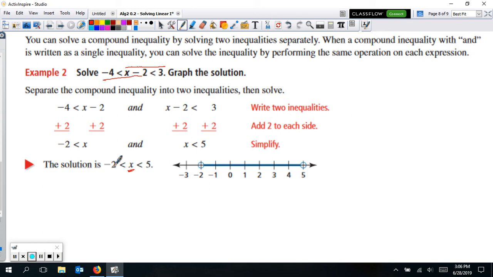They're both open holes because there's no equal to's on these ones. So open on both. And since x is in between, the shading should be in between. You can just double check that that's going to be correct. All right, let's go ahead and try now some problems.